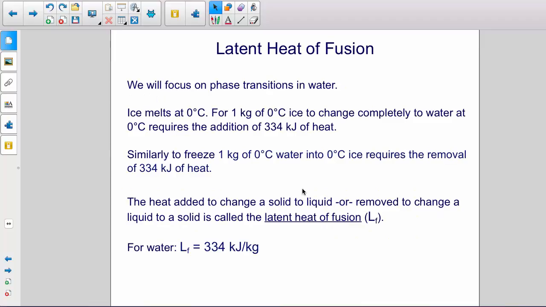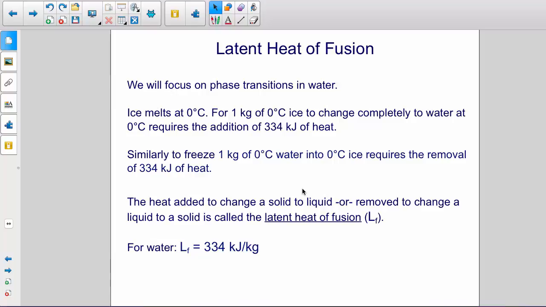We're going to focus on phase transitions in water. Now, ice melts at 0 degrees Celsius. For 1 kilogram of 0 degrees Celsius ice to change completely to water at 0 degrees Celsius requires the addition of 334 kilojoules of heat. That's 334,000 joules for every kilogram.